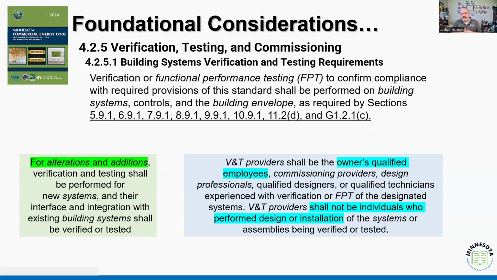So let's take a quick walk through 4.2.5. What it tells us is that we basically have to provide that verification of functional testing to confirm that the building components, those again, systems, controls, and envelope, will perform as they're designed, right? For certain alterations and additions, we're going to again verify that those new systems are going to work effectively.